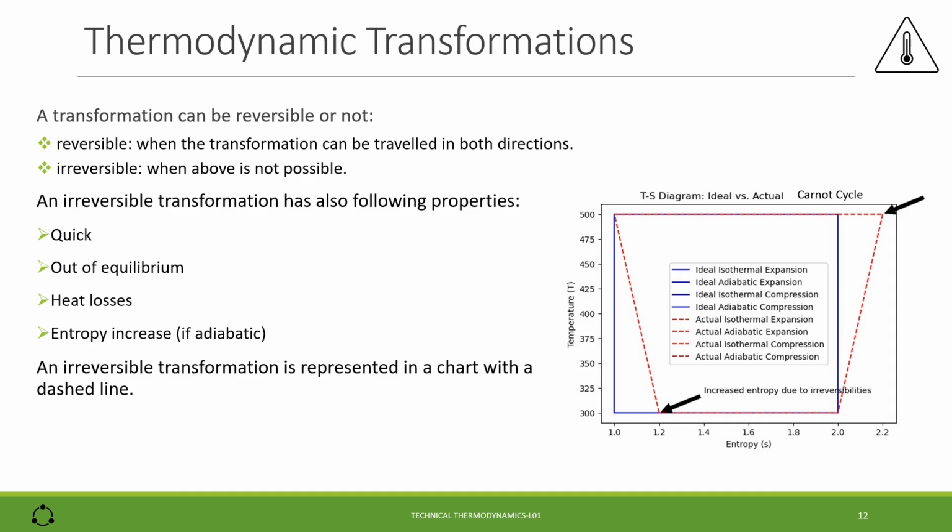In the picture is represented a thermodynamic cycle made of four transformations, two isothermal and two adiabatic. This is called Carnot cycle. We observe that the adiabatic transformations have entropy increase if irreversible. The blue cycle is reversible instead and can be operated in both directions, while the red dashed cycle is irreversible and can be operated only counterclockwise.